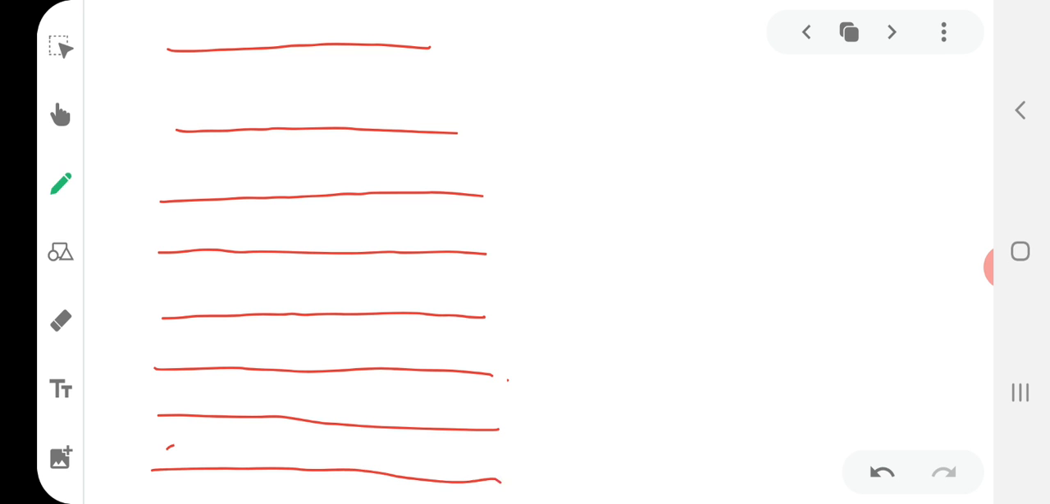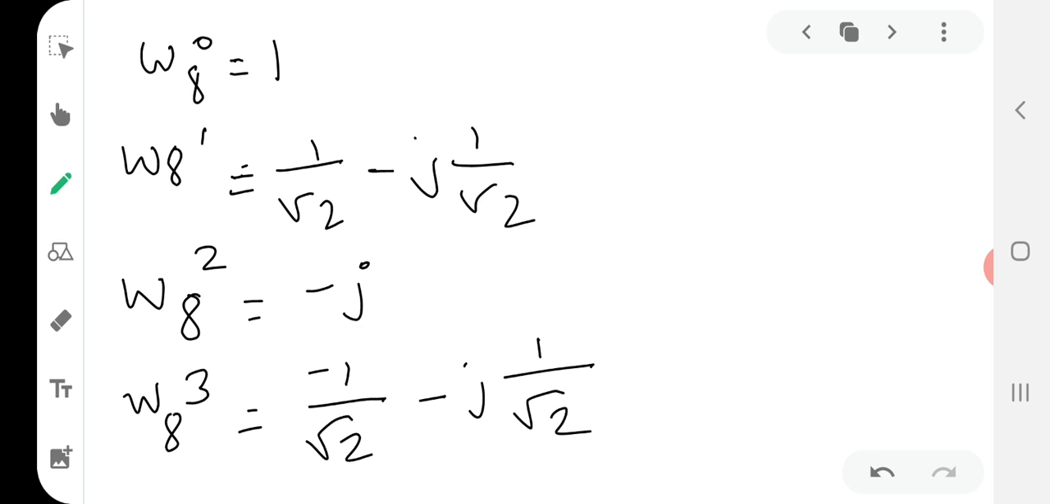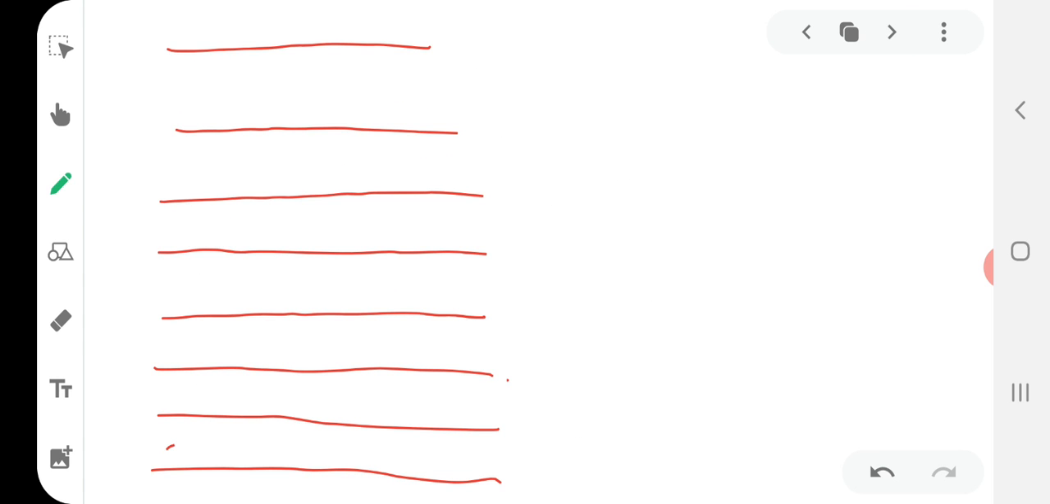Then what is the value of x of n? Here we already got the values of x of n, 6, 1 minus j, and we have to substitute the values here. Then the first value will be 6, the second will be 1 minus j, the third will be 0, the next will be 1 plus j, the next 6, the next 1 minus j, then 0, and the next 1 plus j.